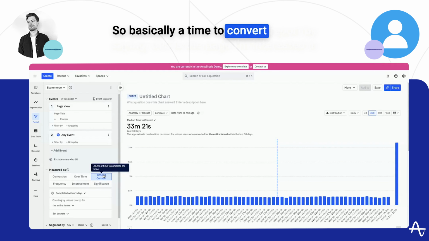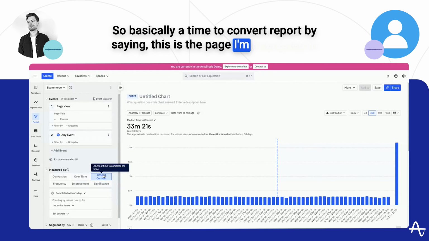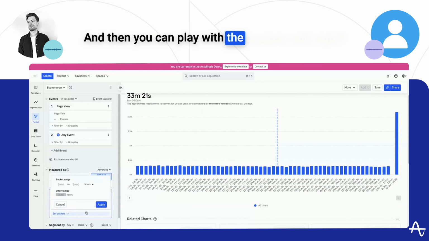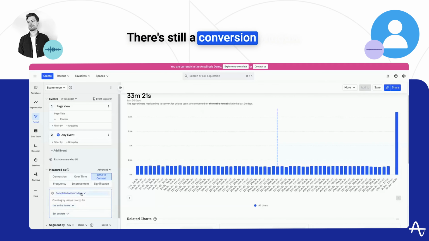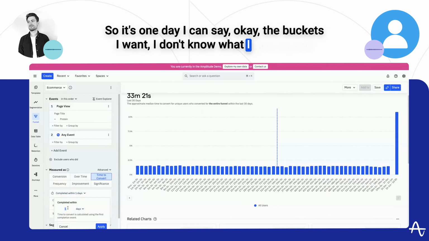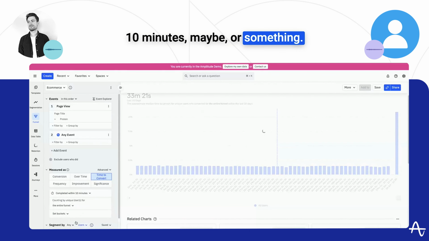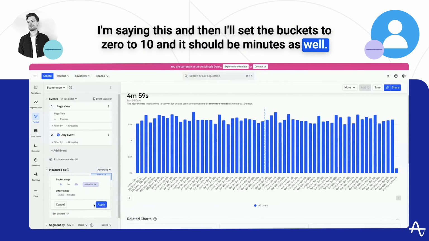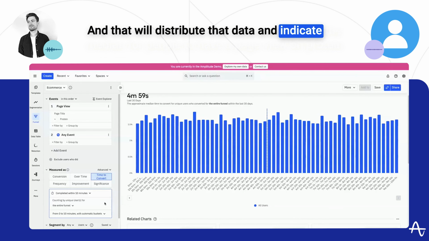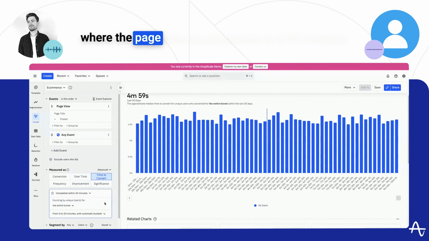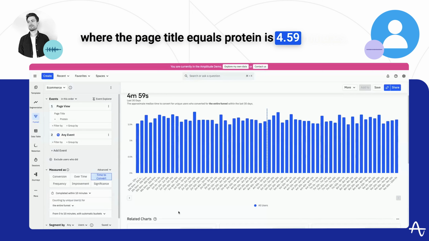So basically a time to convert report by saying this is the page I'm interested in, and then any other event following next. And then you can play with the buckets still, right? So there's still a conversion window. It's one day. I can say, okay, the buckets, I want, I don't know, I'll give myself 10 minutes maybe. I'll set the buckets to 0 to 10, and it should be minutes as well. And that will distribute that data and indicate the median for people to have a page view on protein, where the page title equals protein, is 4.59 minutes here.